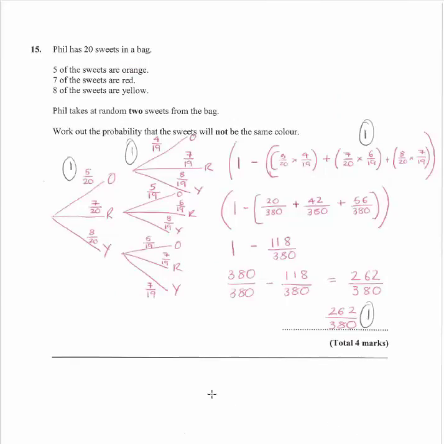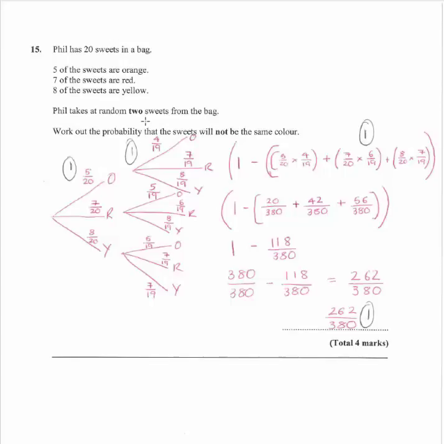Now hopefully, if you did the question on the last paper and saw the video on the last paper, you'll be consoled by that and helped by that, because this question is pretty much the same kind of question. He's got 20 sweets in a bag. 5 are orange, 7 are red, 8 are yellow. He's going to take 2 sweets from the bag, and we want to work out the probability the sweets will not be the same colour.